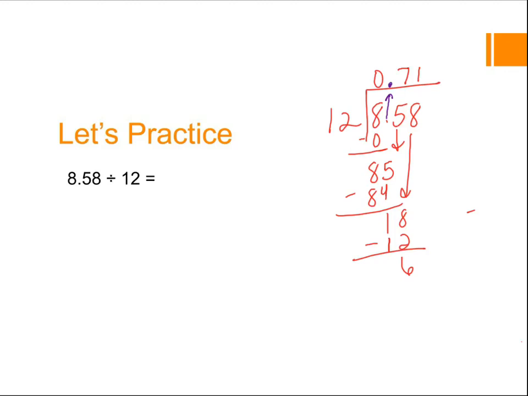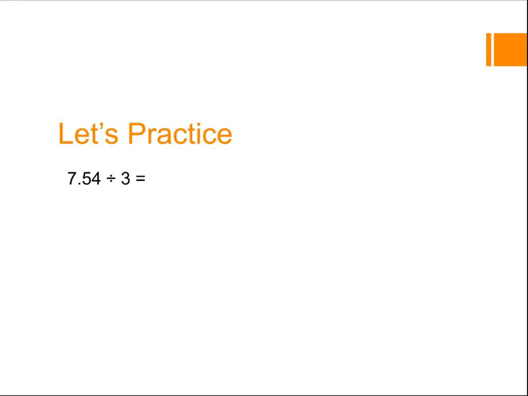So I'm going to have to annex a 0, meaning I'm going to add a 0 to the end of this problem. It does not change the value. And I'm going to bring it down. Then I have 60 divided by 12, which is 5. 5 times 12 is 60. Subtract and I have nothing left over. So I end up with 0.715 as my answer.